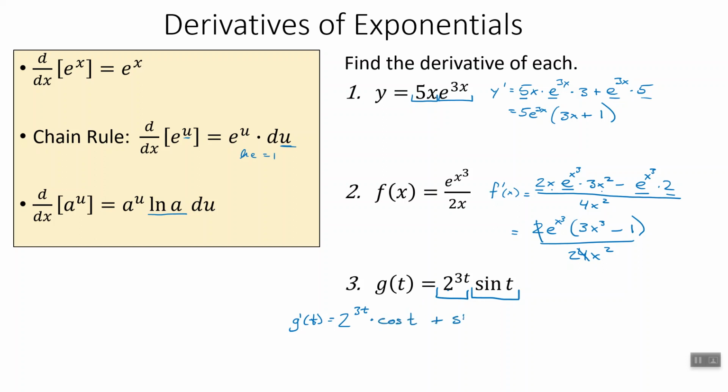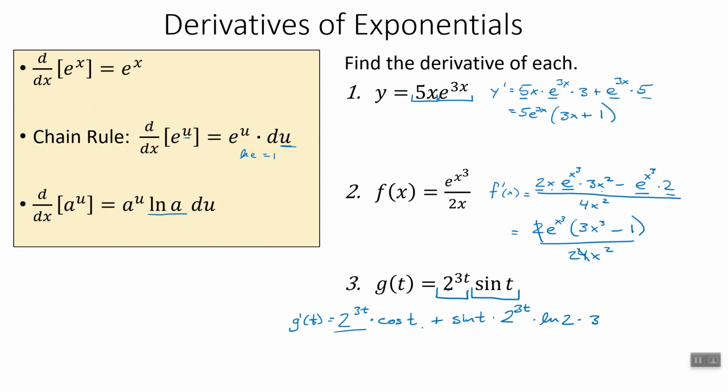Plus the second times the derivative of the first. So remember, we rewrite it. So it's 2 to the 3t times the natural log of the base, so times natural log of 2, times the derivative of the exponent, so times 3. All right, there's not much we can take out here.